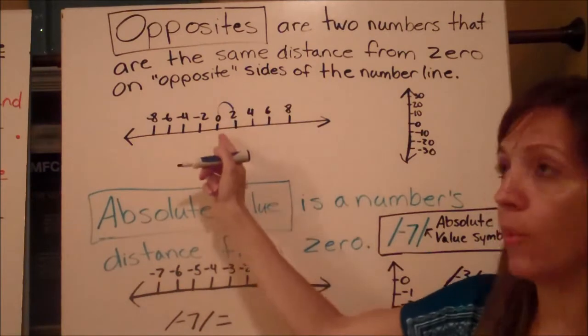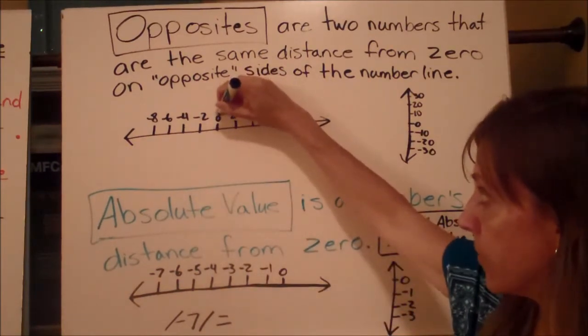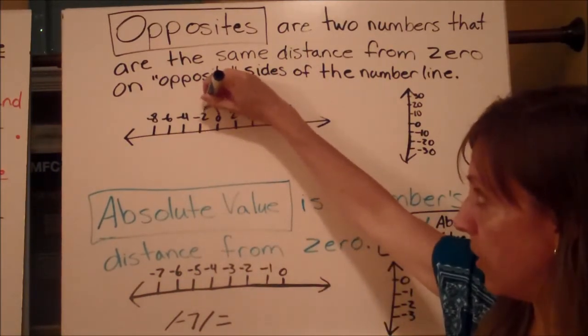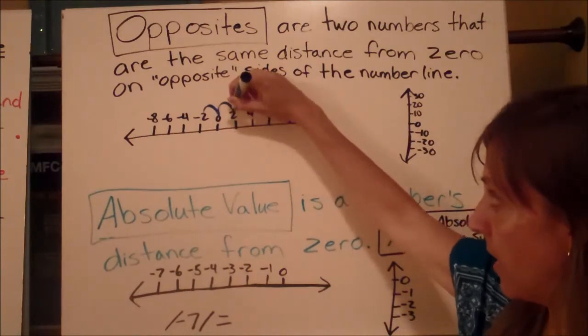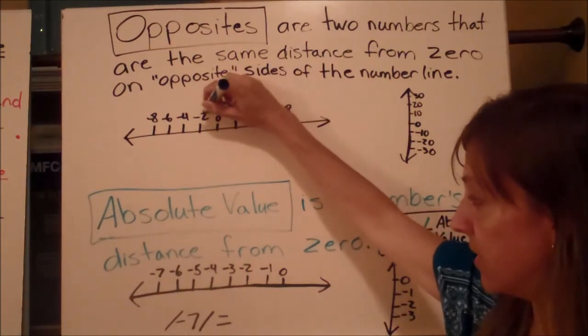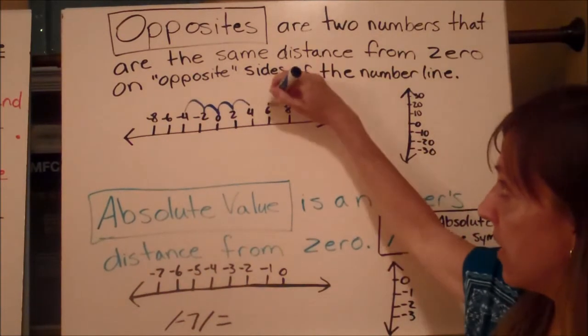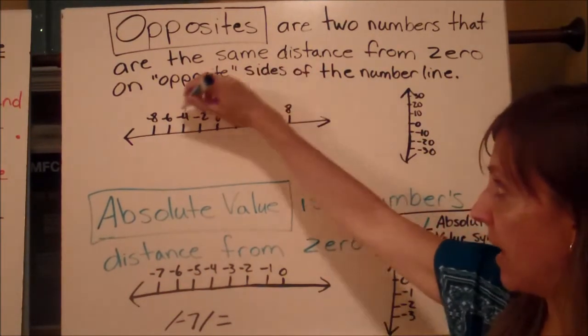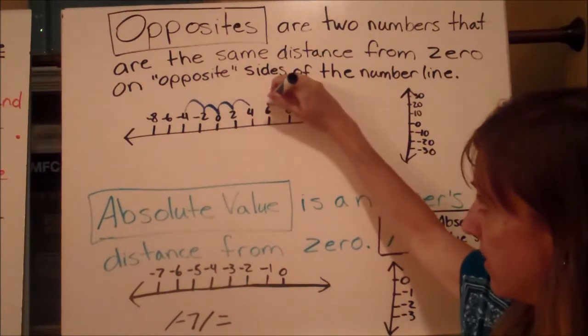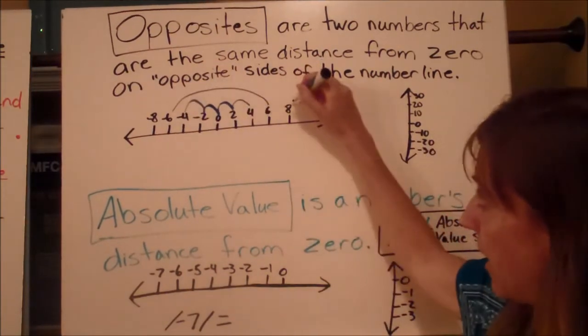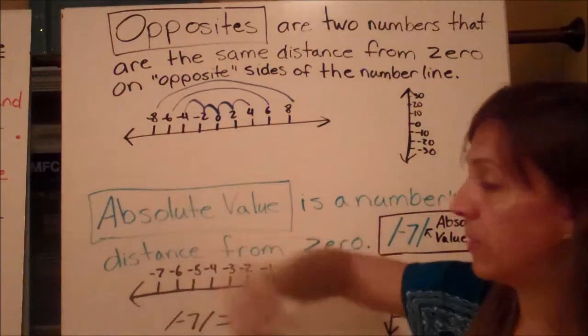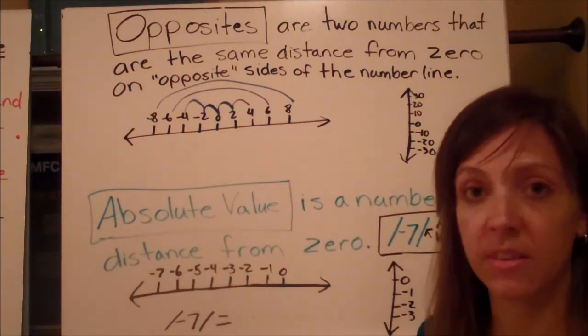So 2 is 2 away from 0, and -2 is the same distance away. 4 is the same distance as -4. 6 and -6 are the same distance. And 8 and -8 are the same distance. They're just on opposite sides of the number line.